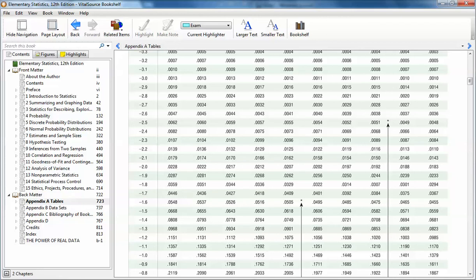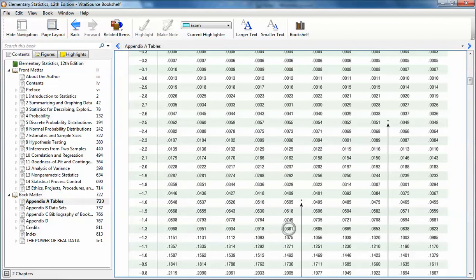Alright, so let's see, 0.02, 0.09, 0.093. What are we looking for? Try and get as close to 0.09 as possible. It looks like this right here. It's not exactly 0.09, but it's 0.0901. That is as close to 0.09 as I can get.